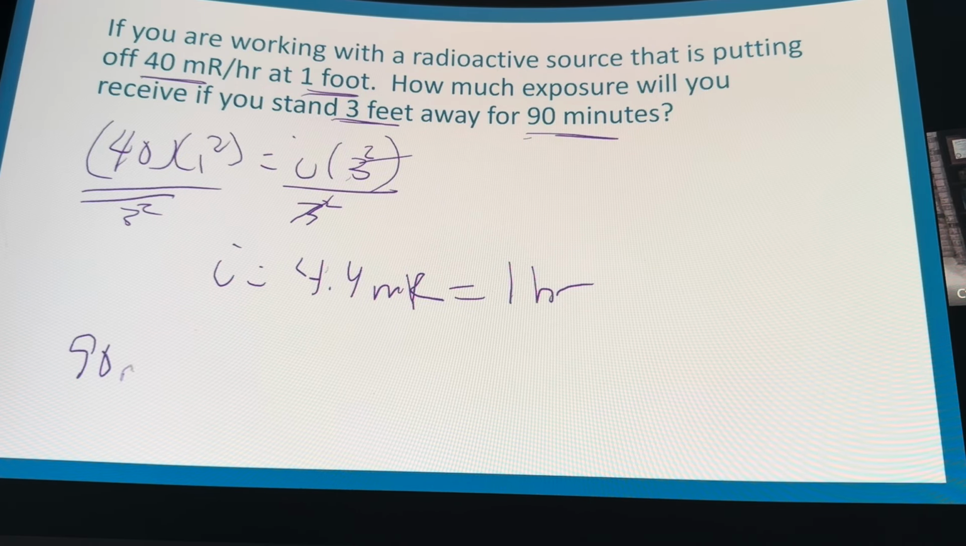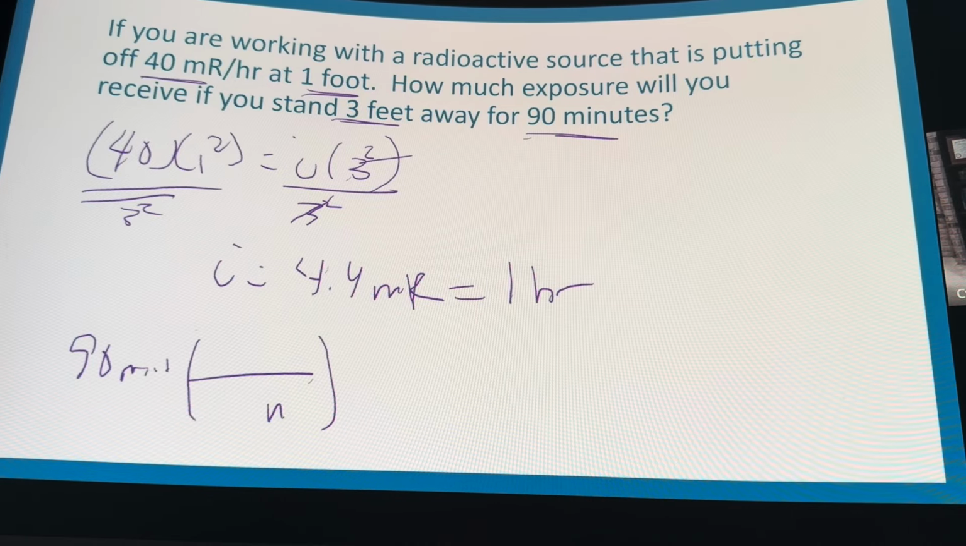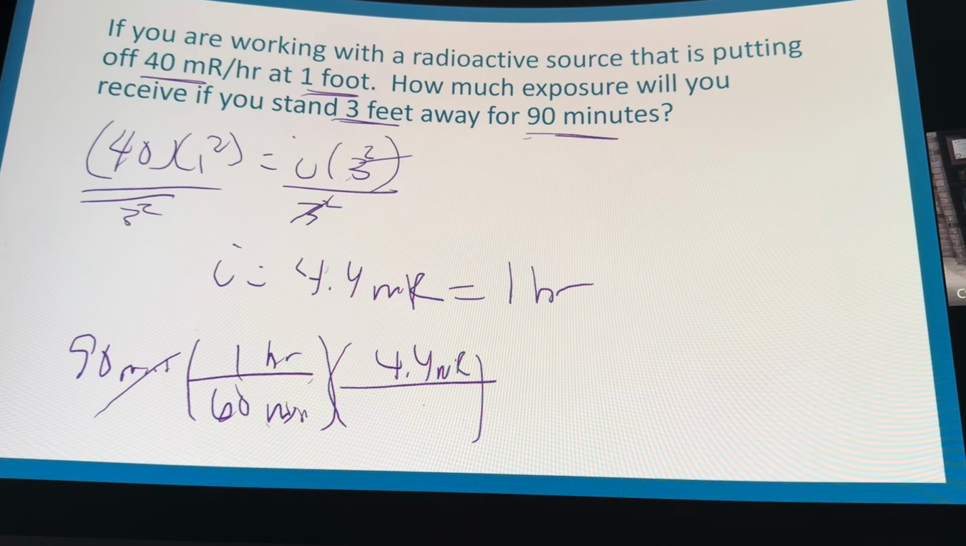Now I'm there for 90 minutes. I have to get from minutes to hours. 60 minutes is 1 hour. I'm at hours, so I can put in my conversion. Hours cancel. My answer is 6.6 mR.